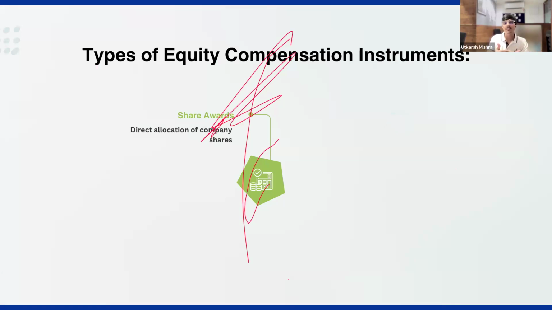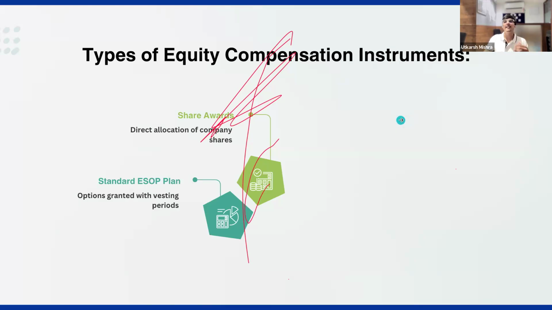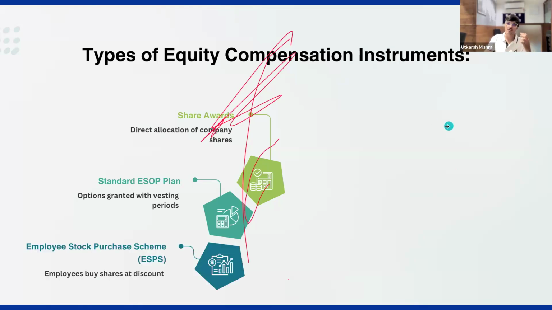Earlier we discussed the type of equity and the type of shares. Now, talking about ESOPs, there are share awards, in which you give the equity upfront to all the employees. Then there is the standard ESOP plan, which generally has a vesting period of 4 years. The first year is the cliff period where you don't give anything, but after the first year you give 25%, 25%, 25%, and 25%. So this is the standard ESOP plan.